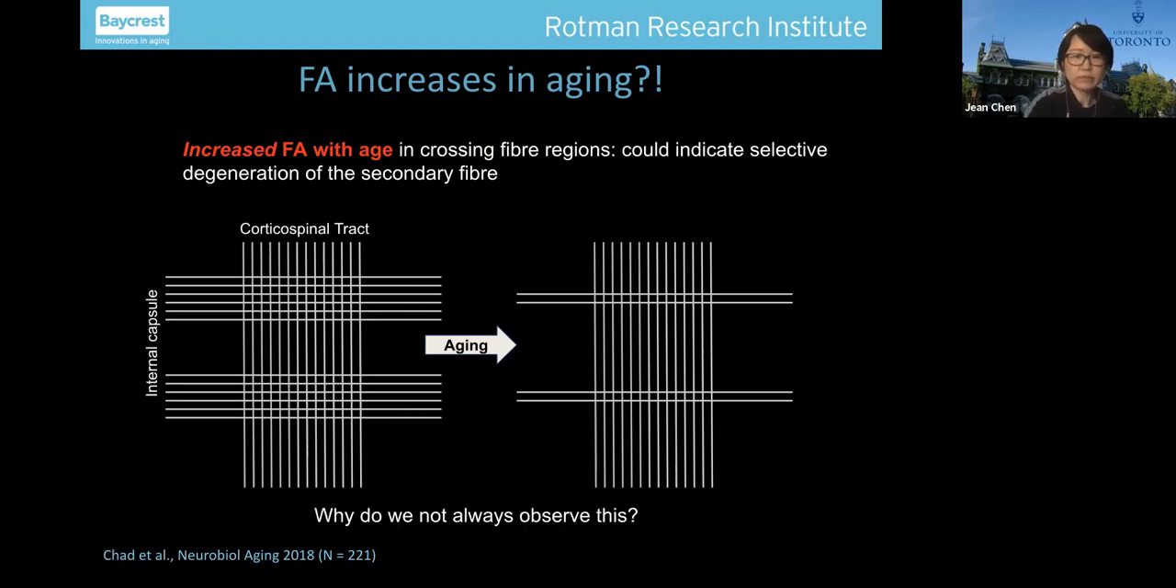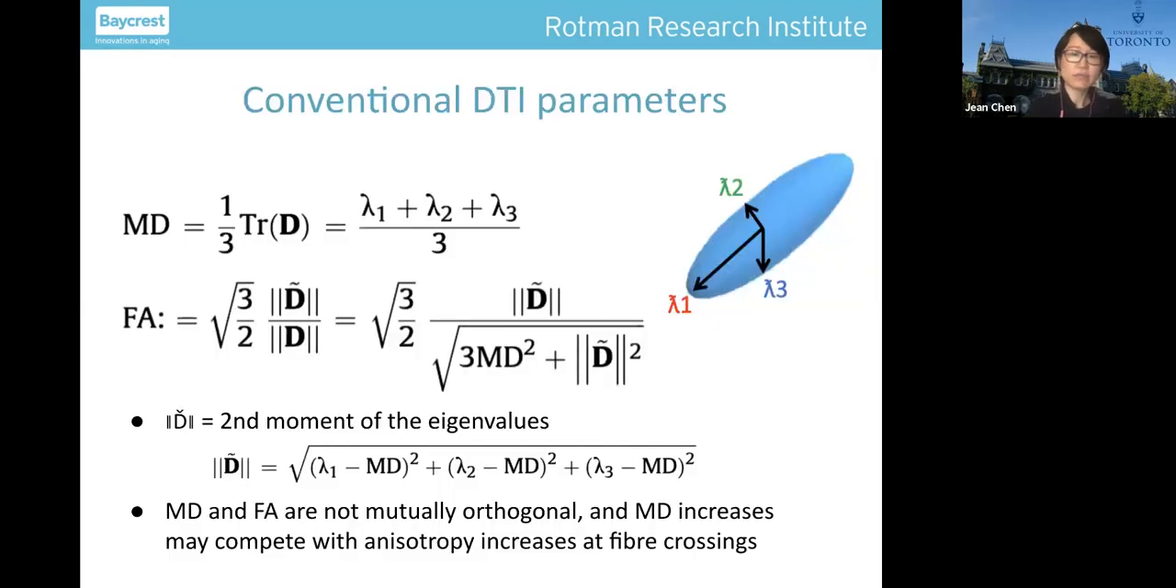But why do we not always observe this then? Is it because of power? The effect size being small? What could be the reason for that? So we delved into this quite a bit, and I'm just going to show one aspect of this research today. Just as a reminder of the definitions of mean diffusivity and FA, I expanded FA for the purpose of showing that it actually includes an MD term in the denominator, so that while the numerator is the norm of anisotropy, the denominator is diffusivity. So these two variables are actually not independent of each other.